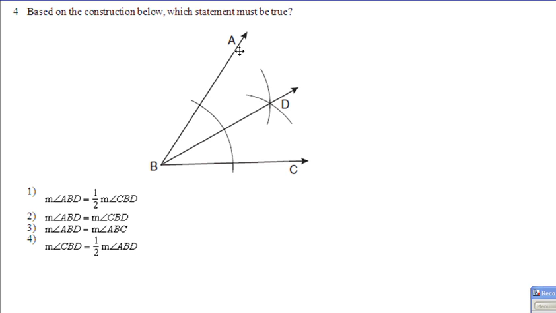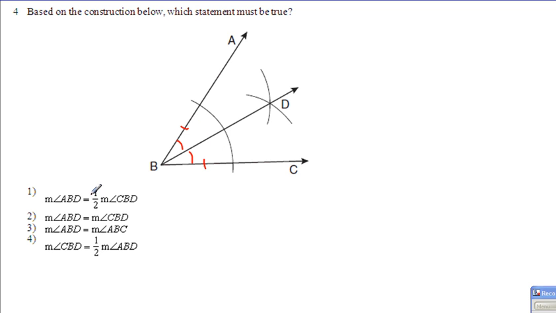Now, number 4. Here we have an angle cut by some sort of an arc. That means this length must be equal to that length. And then trying to cut the equidistant length from here. So this is the classic construction of angle bisectors. These two angles must be equal to each other. Now, which statement must be true? Angle ABD is half of angle CBD? In fact, those two are equal to each other.